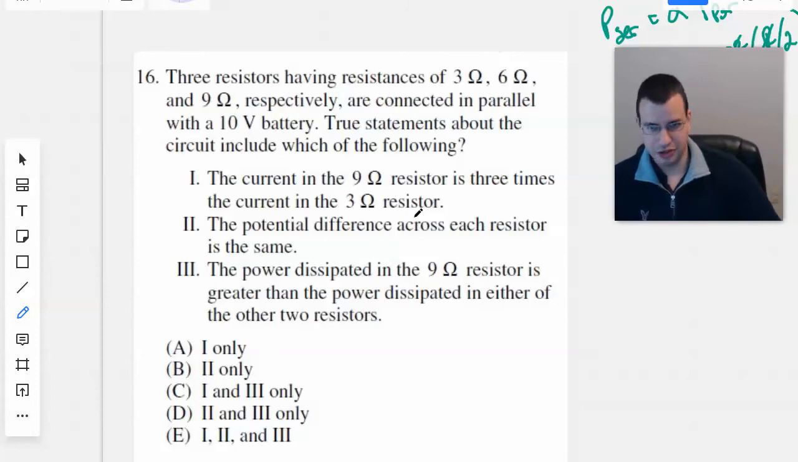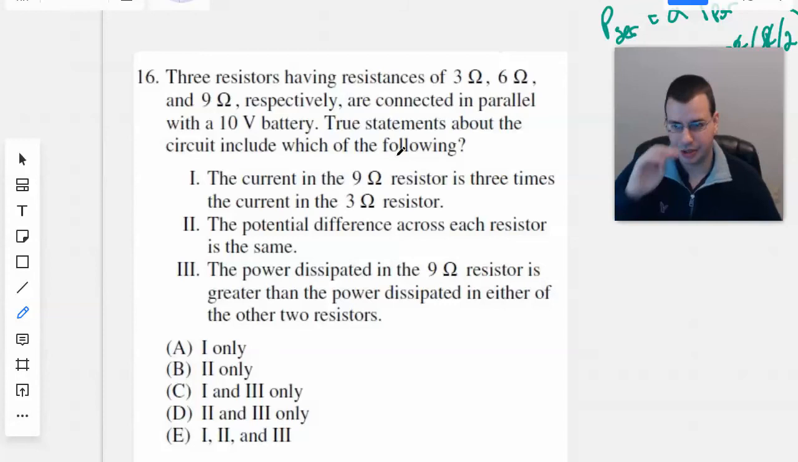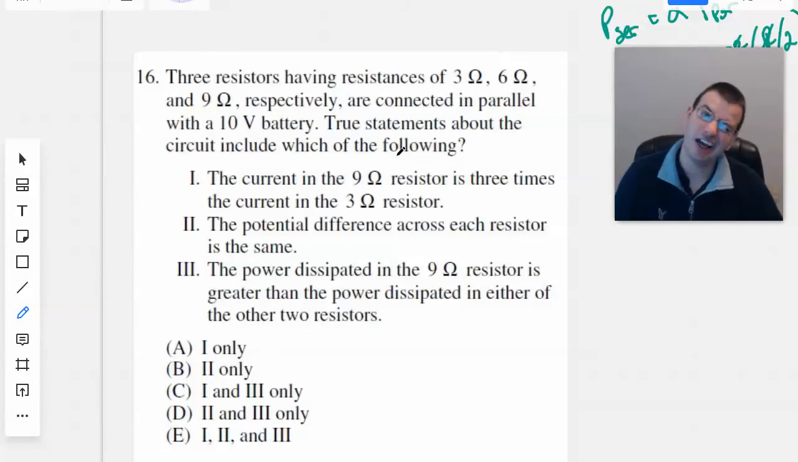French resistance fighters of varying resistance, 3, 6, and 9, are connected in parallel with a 10-volt battery. True statements about the circuit include which of the following? Okay, so I start to panic a little bit because I'm like, wow, that's a lot of information. 3, 6, and 9, how do they compare?